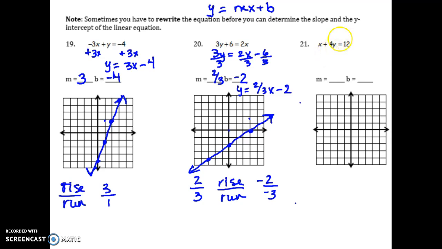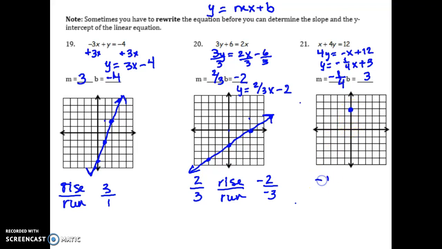All right, 21, I'm going to subtract x from both sides and get 4y is equal to negative x plus 12. And then I divide everything by 4, so I get y is equal to negative 1/4 x, okay, we're dividing 12 by 4, plus 3. So my y-intercept is 3. My slope is negative 1/4. Running out of space here. So y-intercept of 3, 1, 2, 3.